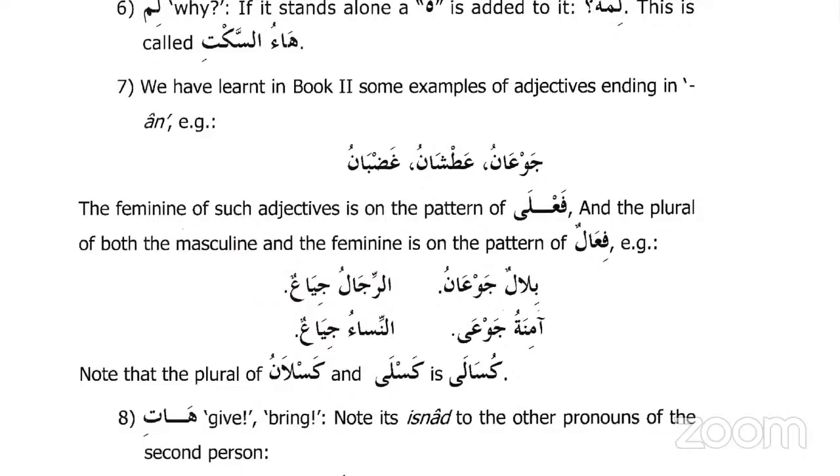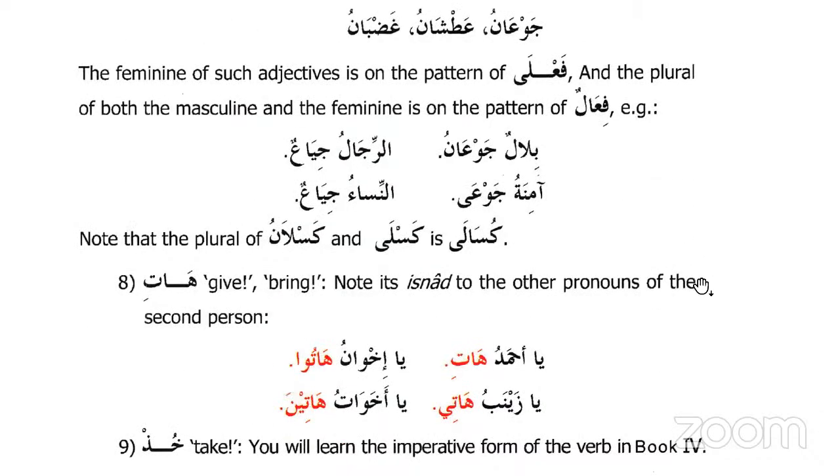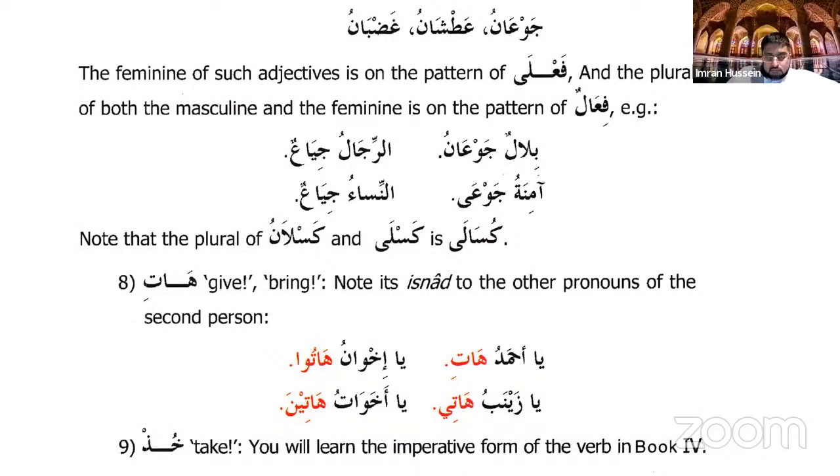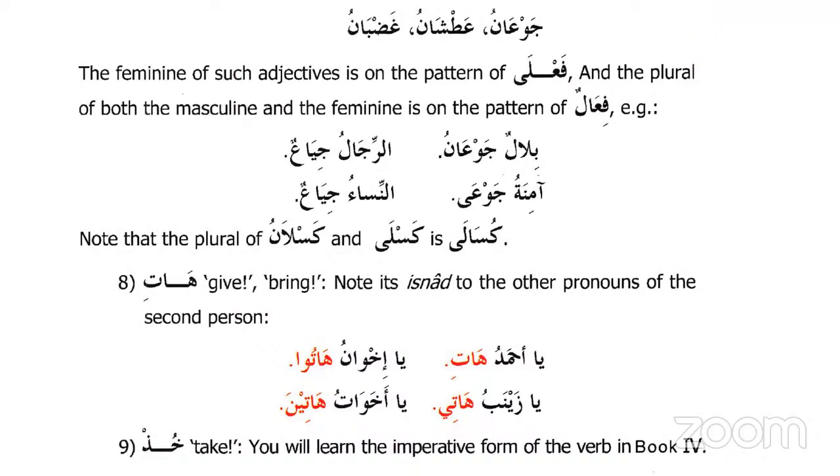Kusala is the feminine of kaslanu. Note the plural of kaslanu and kasla is kusala. Correct. Okay. Number 8, hati, which means give, bring.